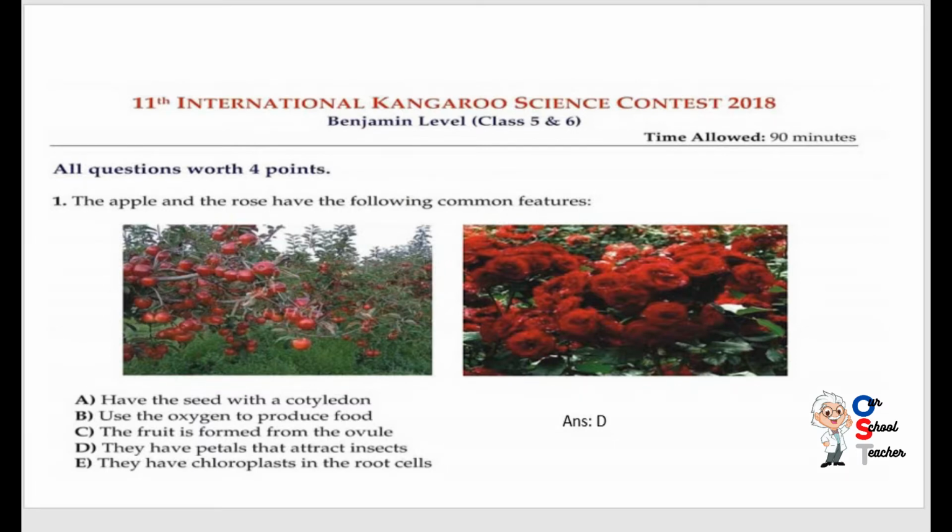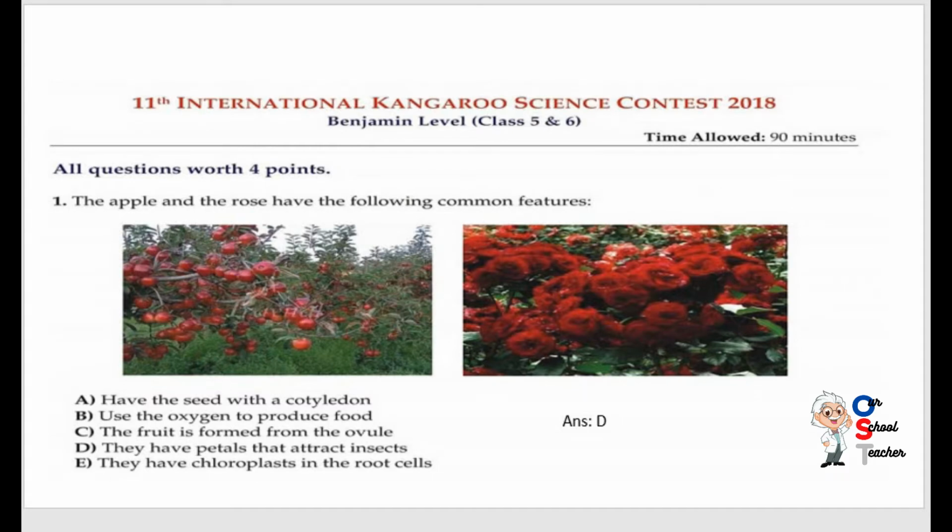Let's start the paper. Question number 1. The apple and the rose have the following common features. Number 1. Have the seeds with a cotyledon. Use the oxygen to produce food. You can have the idea that oxygen is not used during photosynthesis. So this option is incorrect.